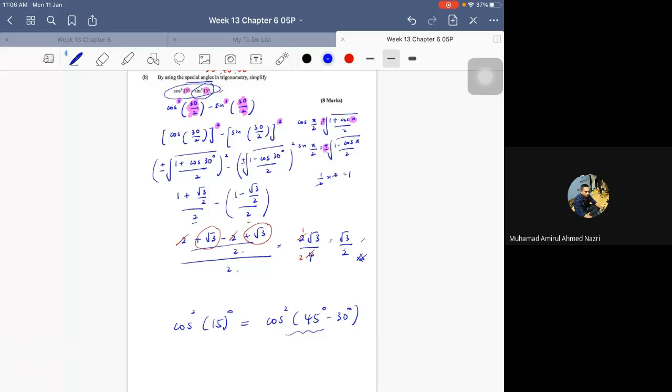Pakai identity sin square tambah cos square sama dengan 1. Tapi tak kisah method mana-mana yang you pakai sekalipun, you akan still dapat the same answer. Every single calculation is going to give you a value of square root 3/2. So kalau you tak dapat square root 3/2, maknanya something is wrong with your calculation lah. You might do the same mistake as I did.